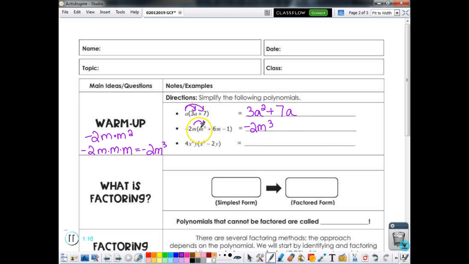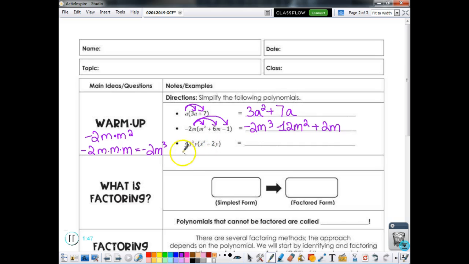So now I have to do negative 2m times 6m. So negative 2 times 6 would be negative 12. And m times m is just m squared. This is negative 12m squared. And then last, negative 2m times negative 1. So I have negative 2 times negative 1, and that would be a positive 2, and then m.